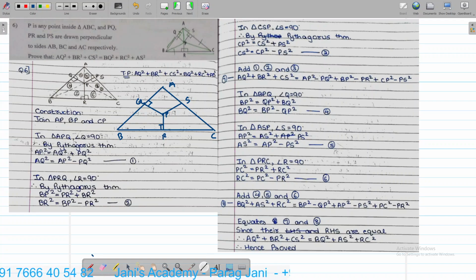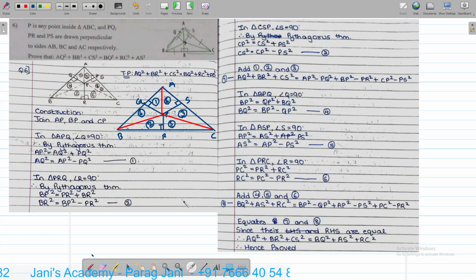Now what you have to do, you have to do a little bit of construction over here. You have to join these lines, like AP, PC and BP. Now from here you have to understand the basic concept. You have to consider all 6 triangles. This is your first triangle, then this is the second triangle, this is the third triangle, then further this is your fourth triangle, this is your fifth triangle, this is your sixth triangle.